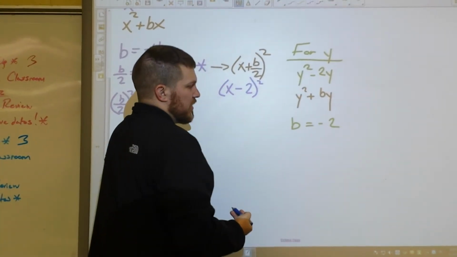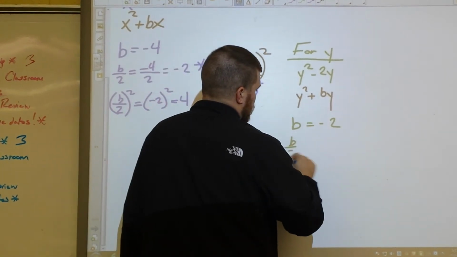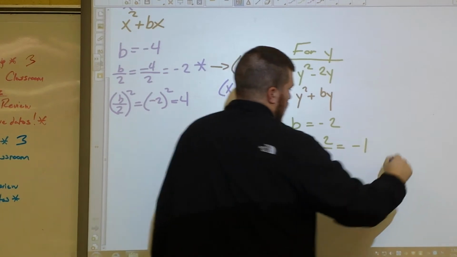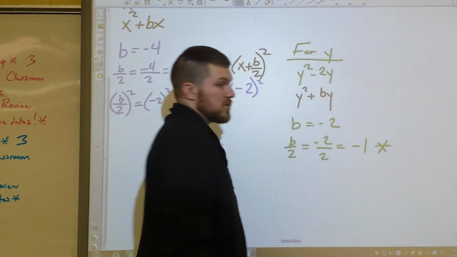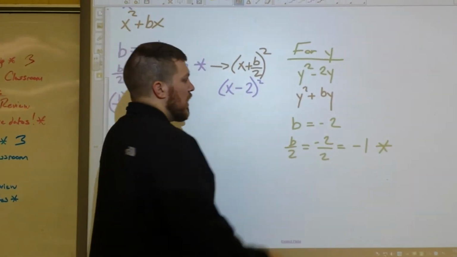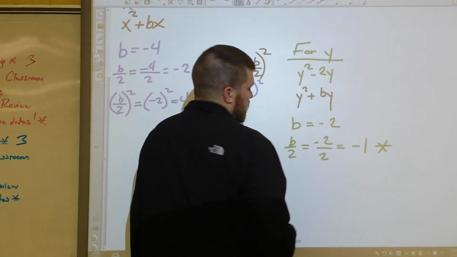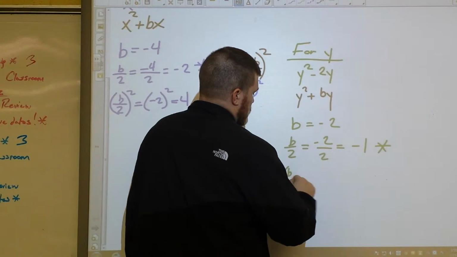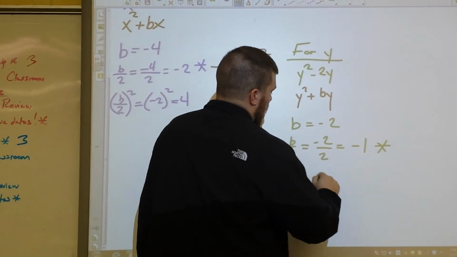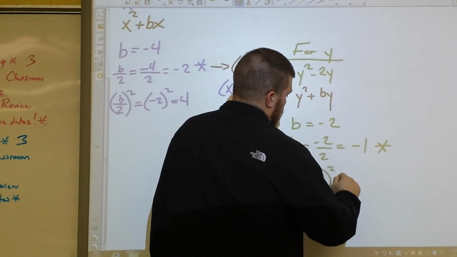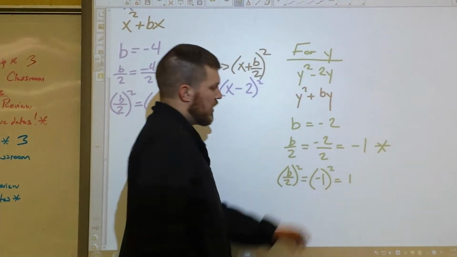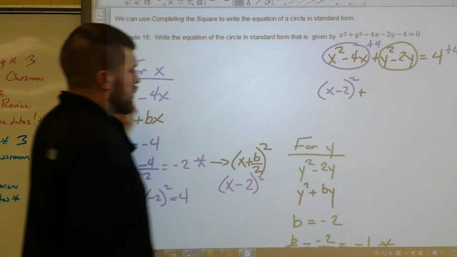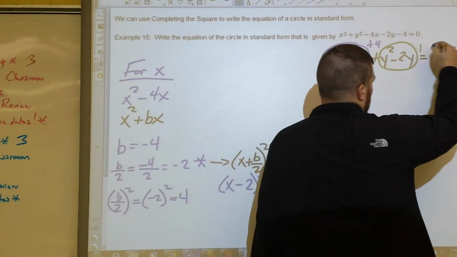Then I need to take that number and divide it by 2. So I have negative 2 divided by 2, which is negative 1. I'm going to put a star next to that step because it's going to help me out in just a minute. Now I need to square that number. Negative 1 squared is positive 1. This number, positive 1, I have to add to both sides of my equation to balance everything out.